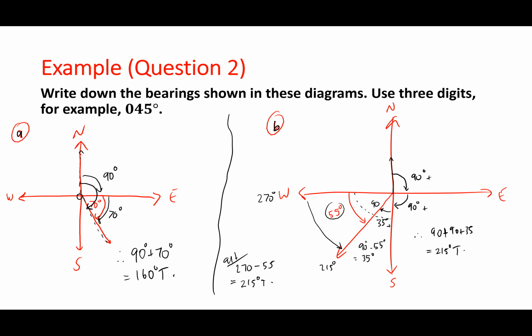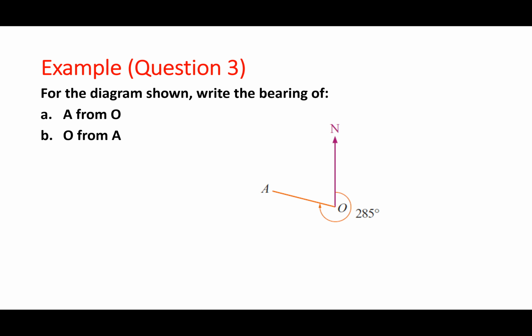Okay, I believe that makes sense. For question 3, these are the more typical types of ones we're going to get. Here's a picture. We want to work out the bearing of A from O. A hint, it's very easy. And then we're going to do O from A. A hint, not as easy.